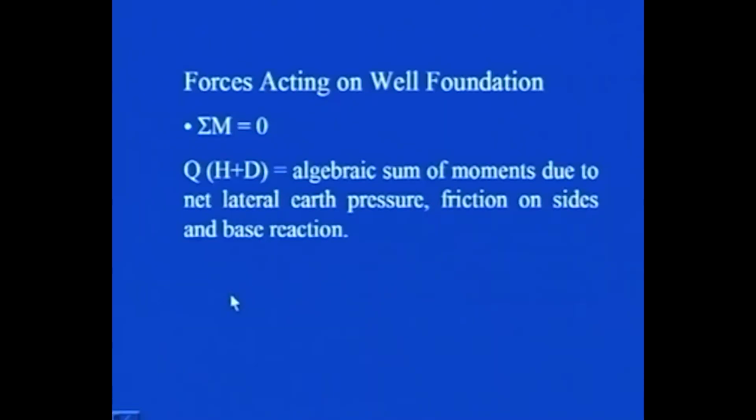And then the third one is that the summation of moments about any point has to be equal to 0. That will result in Q times (H plus D) equal to the algebraic sum of moments due to net lateral earth pressure, friction on sides and base reaction. So, you have to pick a point at which you want to take the equilibrium of moments, and then whatever forces are acting on the well foundation, you have to consider the moment generated about that point due to all these forces, and then you will be able to get this resulting equation.